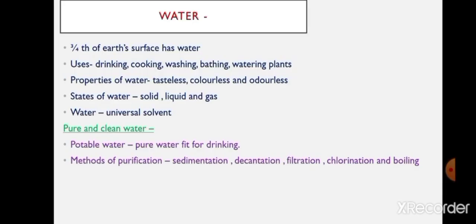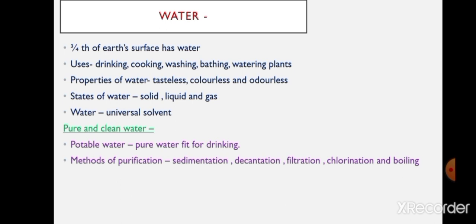Pure and clean water. We all need water for what purpose? For drinking purpose and to do other works, right? Why? To live. But water in rivers, ponds, or lakes is unclean and not fit for drinking. So we have to purify water before drinking it.